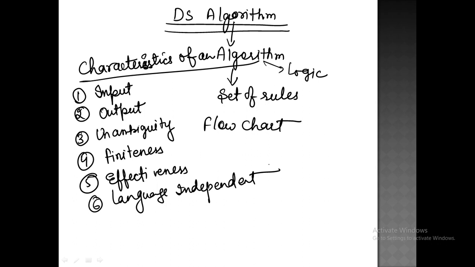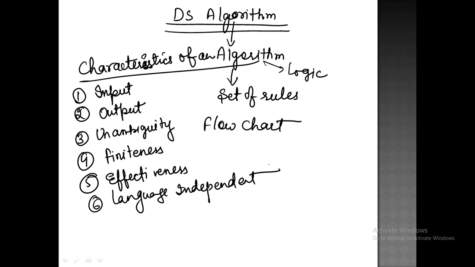First is input. Input means an algorithm has some input values. We can pass 0 or 1, some input value to an algorithm. Output means we will get one or more output at the end of an algorithm. That is output. Unambiguity means when an algorithm is unambiguous, that means instructions in an algorithm should be clear and precise and simple.